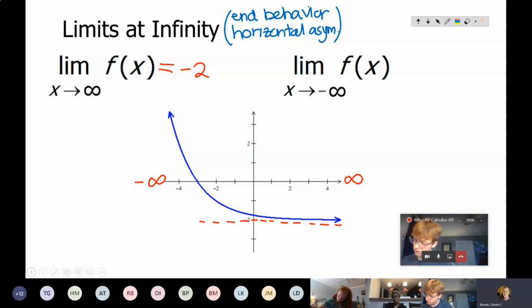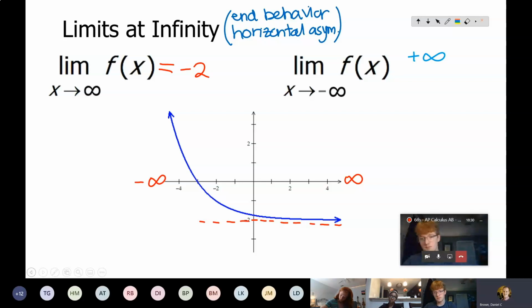Someone else, what do you think the limit is going to be as x approaches negative infinity? So as x goes backwards towards negative infinity, where's the graph going? Is it infinity or positive? It is infinity. It is positive infinity. I'm not going to put equals positive infinity because infinity is an idea, not a number.